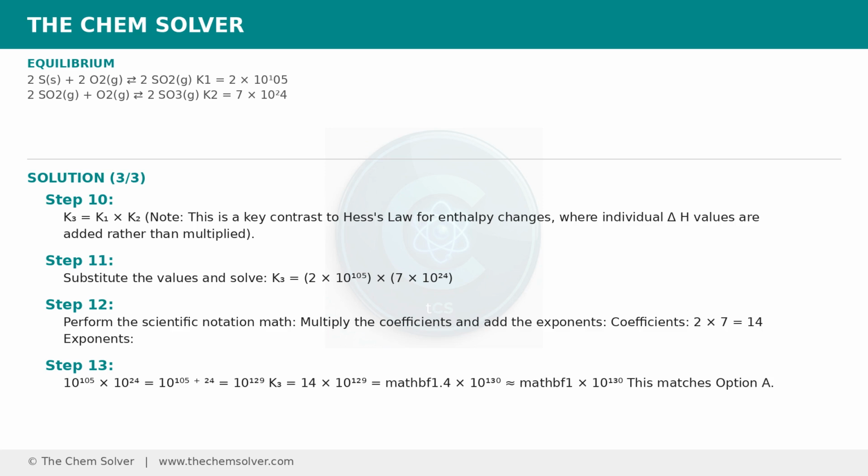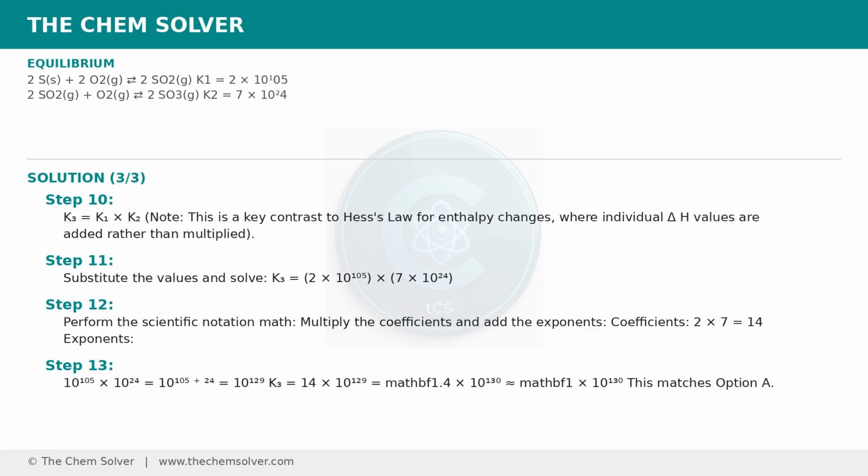Perform the scientific notation math. Multiply the coefficients and add the exponents. Coefficients: 2 times 7 is equal to 14. Exponents: 10^105 times 10^24 is equal to 10^(105+24), which is 10^129.